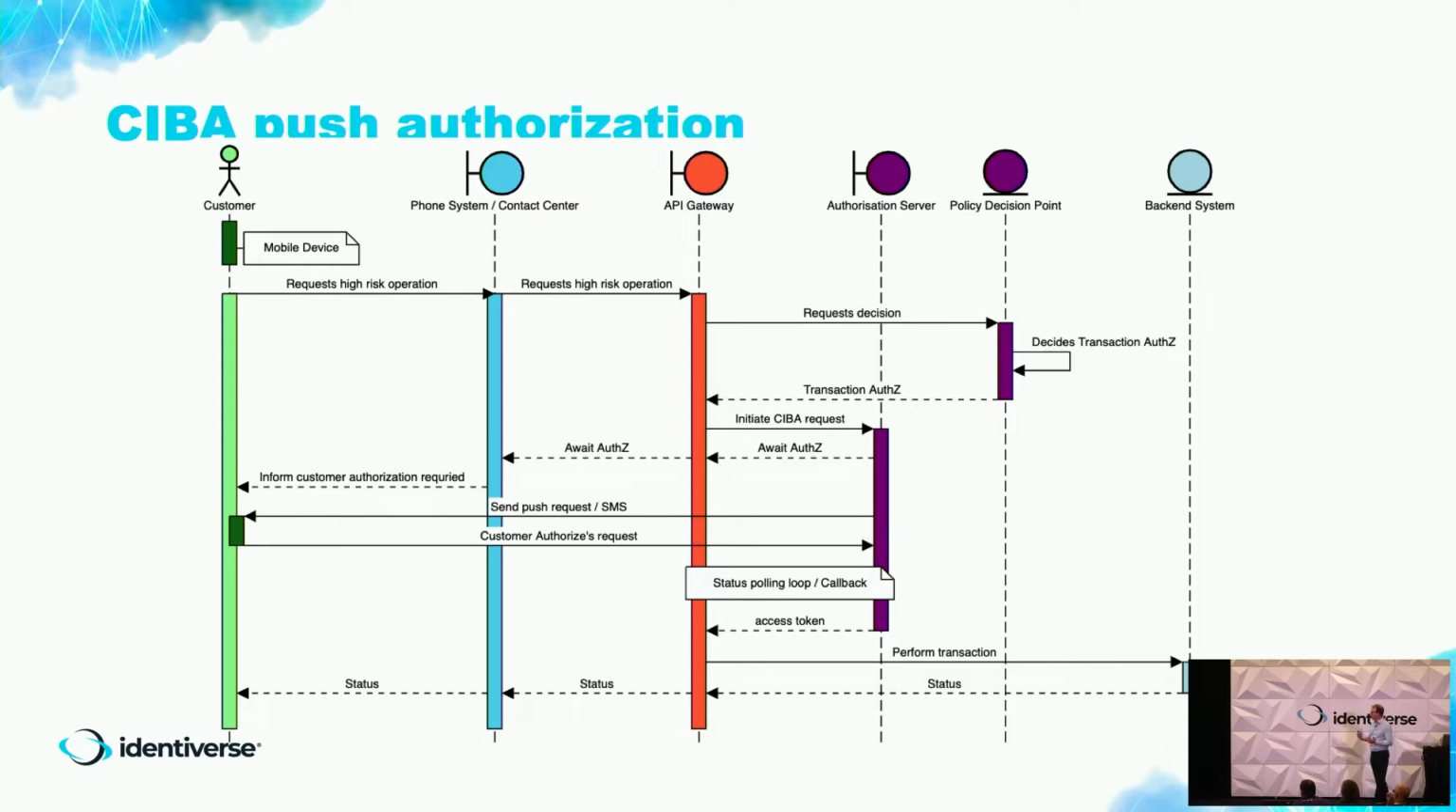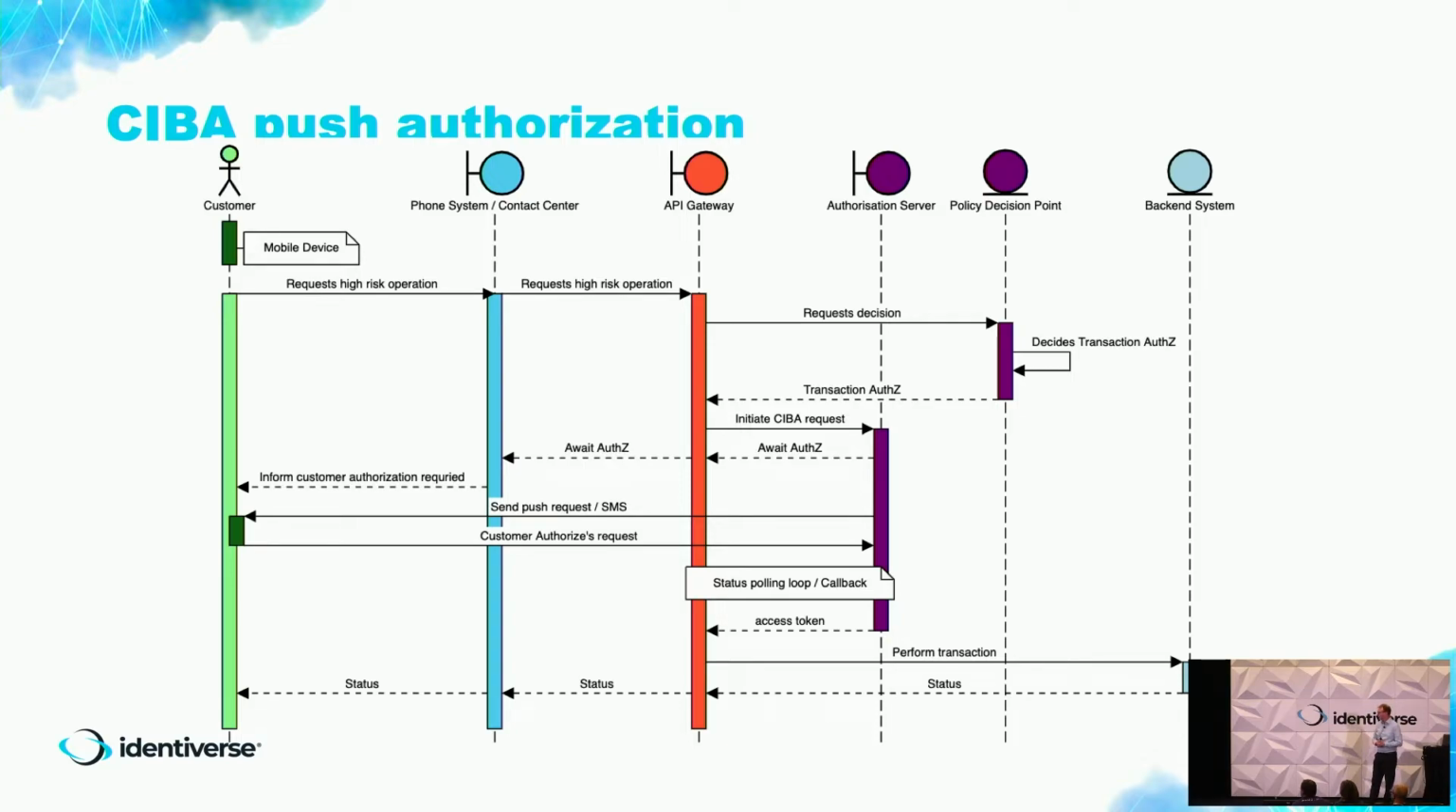So, taking it to the next level, what protocols can we use to do this? The authentication is fairly straightforward. But when we come on to doing the high-risk transaction, we've got a number of actors involved. We've got the customer in the top left, and the contact center, the phone system. I've slightly abbreviated this diagram just to make it fit on a single slide. We've got an API gateway, an OAuth authorization server, a policy decision point, and the core backend system that we're trying to use.